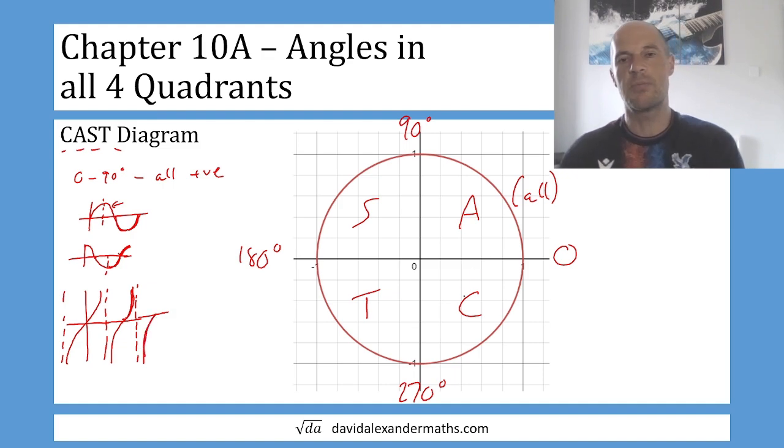So this is the really important thing to remember. Between 0 and 90 degrees, all of them are positive: sine, cos, and tan. In this quadrant here, 90 to 180, sine is the only one that's positive. Between 180 and 270, tan is the only one that's positive. And between 270 and 360 degrees, cos is the only one that is positive.